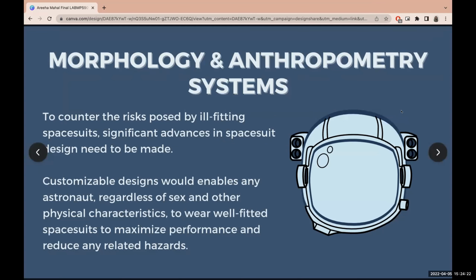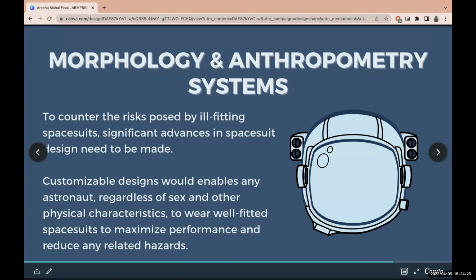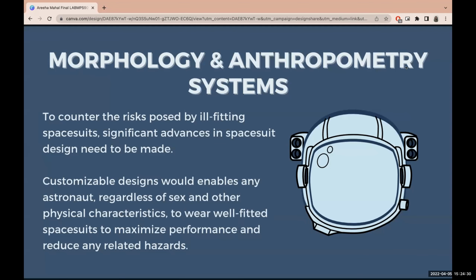And then lastly, when looking at morphology and anthropometry systems, to counter the risks posed by ill-fitting spacesuits, significant advances in spacesuit design need to be made. The first thing that came to mind for me was customizable designs. This would enable any astronaut, regardless of their sex or any other physical characteristics, to wear well-fitted spacesuits to maximize their performance and reduce any related hazards. This could include, for example, optional padding they could implement into their spacesuits, as well as belts, etc., so it could just be a more customizable design to make sure that it fits all the astronauts properly.